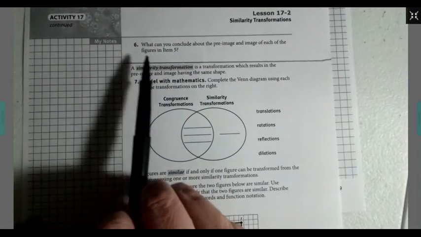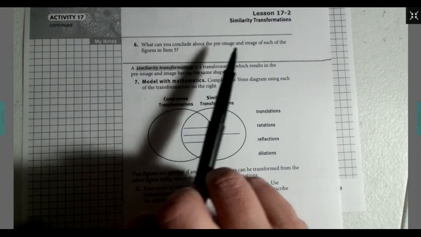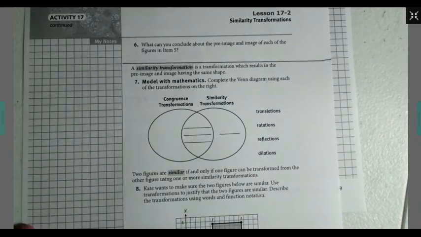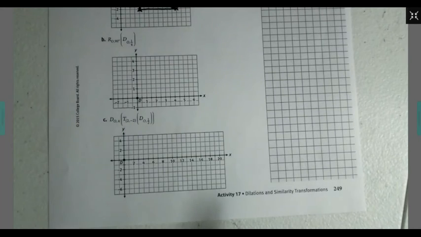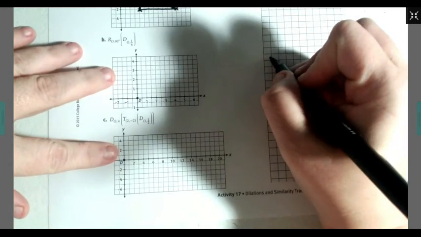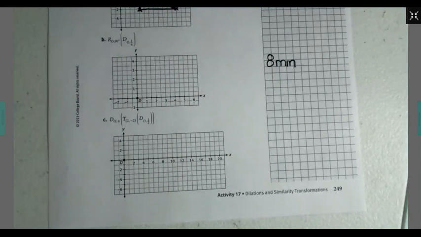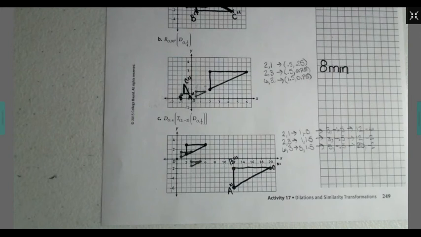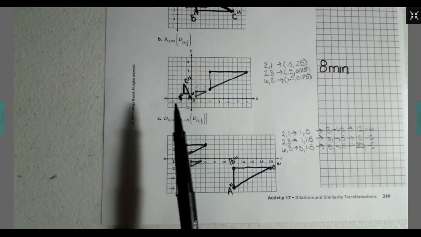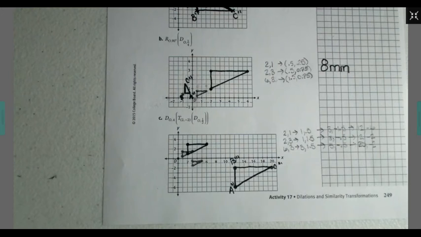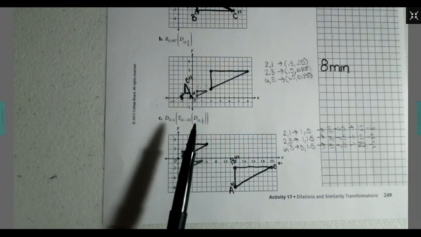And number 6 says, what can you conclude about the pre-image and image of each of the figures in item 5? So for this, I want you to do B, C, and question number 6. So I'm going to go with an 8-minute time limit here. 8 minutes to finish up question 5, and then to also work on question 6. Go ahead and pause your video now. All right. So as you can see, I've drawn the figure for BC, and I've also answered question number 6. So let's take a look.